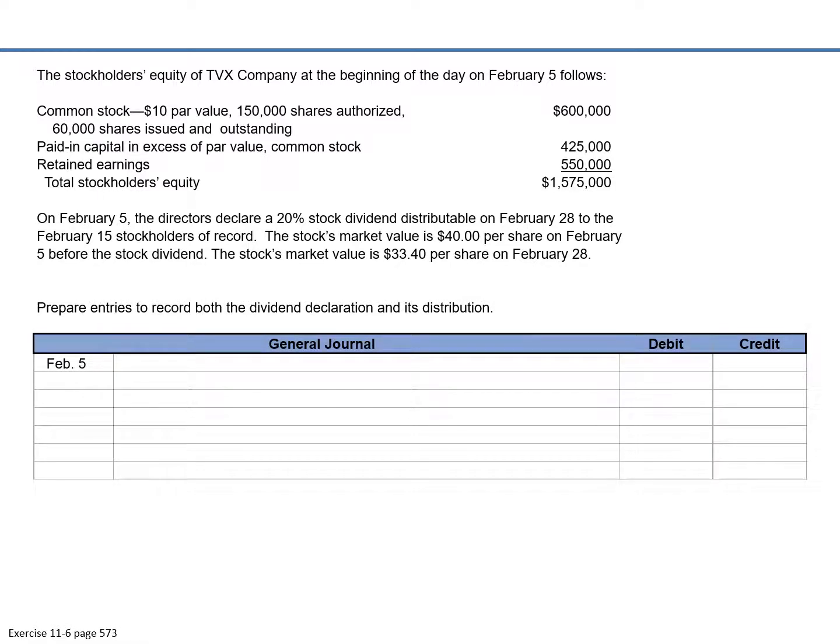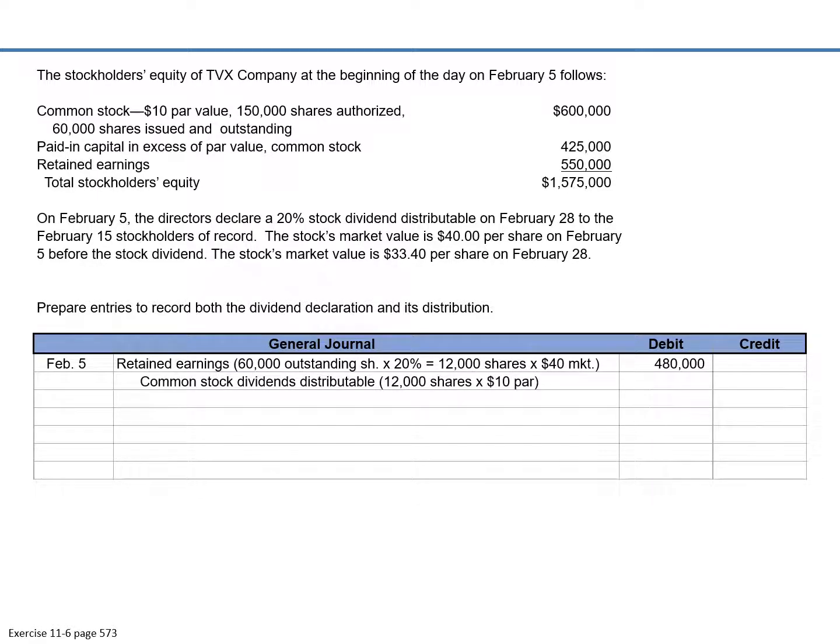So on the day they declare the 20% stock dividend, there's 60,000 shares outstanding times 20%, which means they're going to issue 12,000 shares at that market value of $40. So we're going to reduce our retained earnings by 12,000 times 40. And we're going to record a liability, common stock dividends distributable, at the par value, which is $10 per share. They tell us that right here. So $10 times 12,000 shares is 120,000. And the difference is going to be to paid in capital in excess of par.